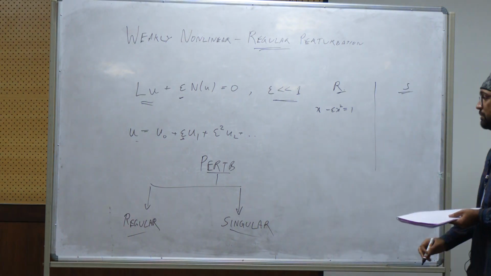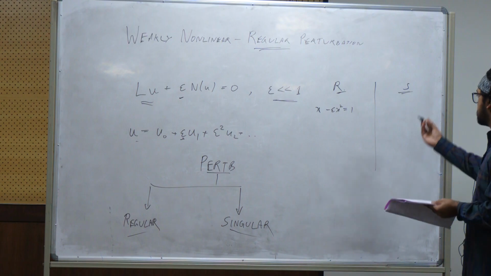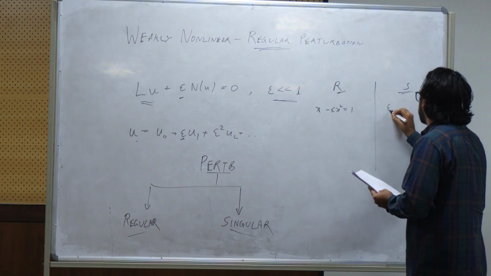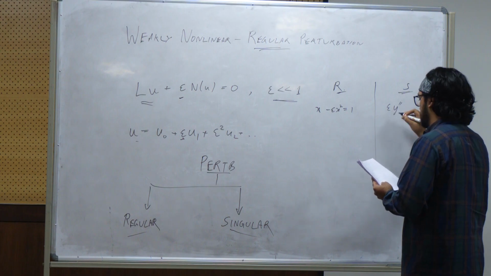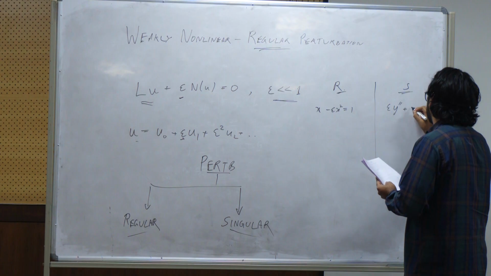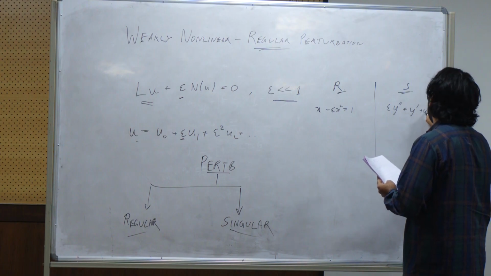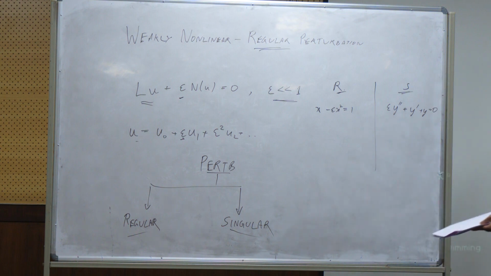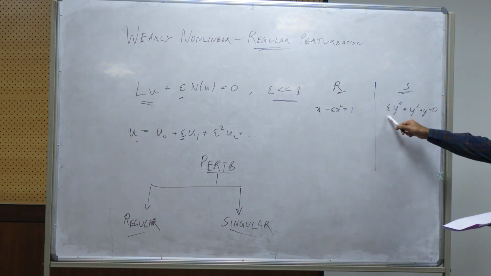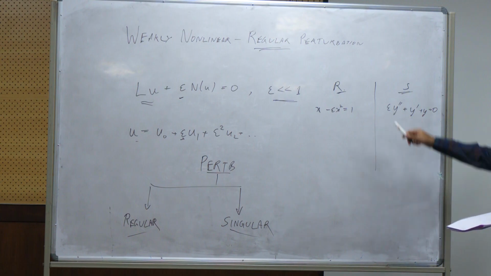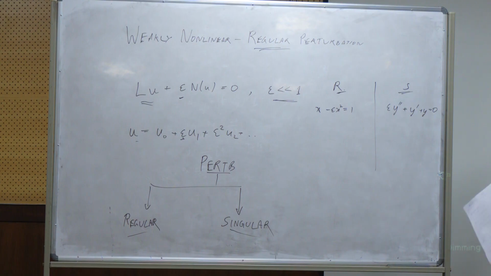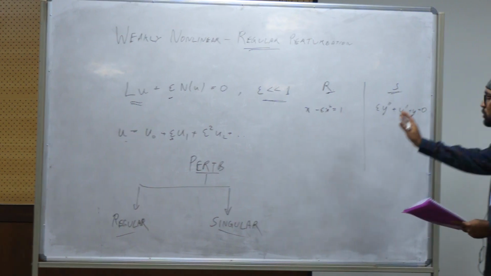Epsilon here is the perturbation parameter. For singular, it's epsilon, let's say, y double dash plus y prime plus y equal to 0. Now, if you can see here in the singular perturbation problem, epsilon occurs as a coefficient of the second order differential coefficient of y. So in such a singular perturbation problem, the solution exhibits a rapid variation in some regions, some domains of epsilon, and does not vary smoothly with epsilon.